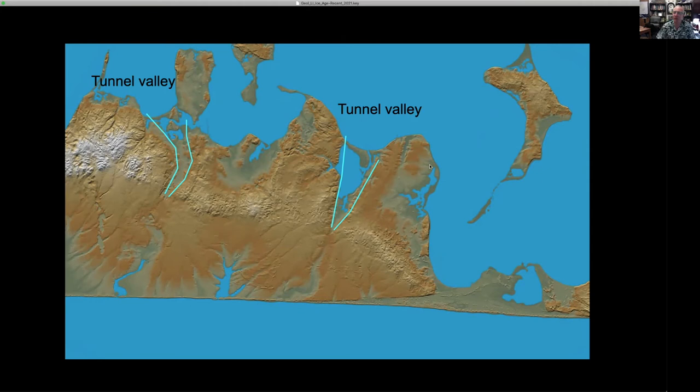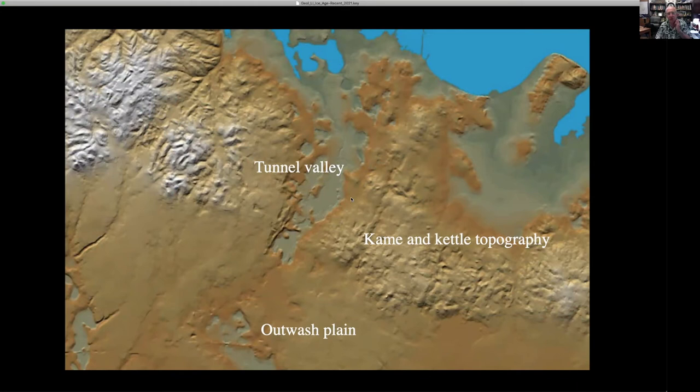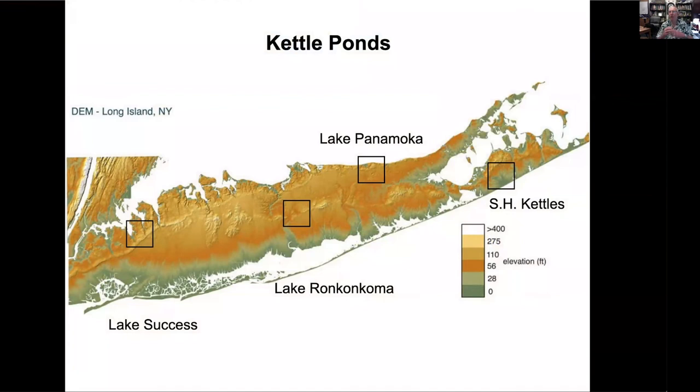Just a closer view of a tunnel valley, kame and kettle topography in the Southampton area, and then the smoother outwash plain. And then you see lots of circular depressions in the landscape. These are kettle holes left behind by stranded blocks of ice. Kettle holes often produce ponds. The water that's in a kettle pond isn't the meltwater left behind from the glacier. You get kettle ponds when your kettle holes are deep enough that they intersect the water table. If a depression intersects the water table, water will fill the depression and you get a lake or a pond.